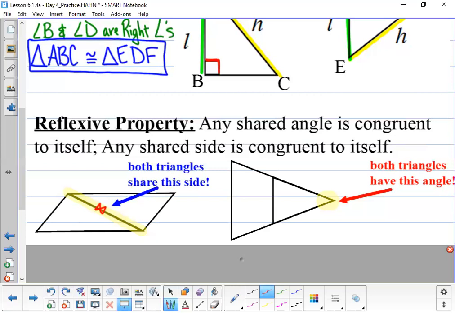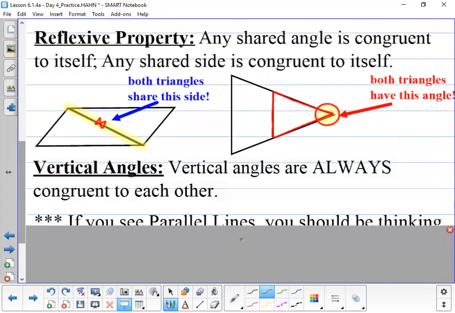In similar triangles, sometimes we would see it with a nested triangle like this, where one triangle is completely within the other triangle and they share this angle right here. You would be able to say that angle is congruent to itself because of the reflexive property. But for congruent triangles, most of the time we're going to use the reflexive property with a side length, where the side length is shared between the 2 triangles.